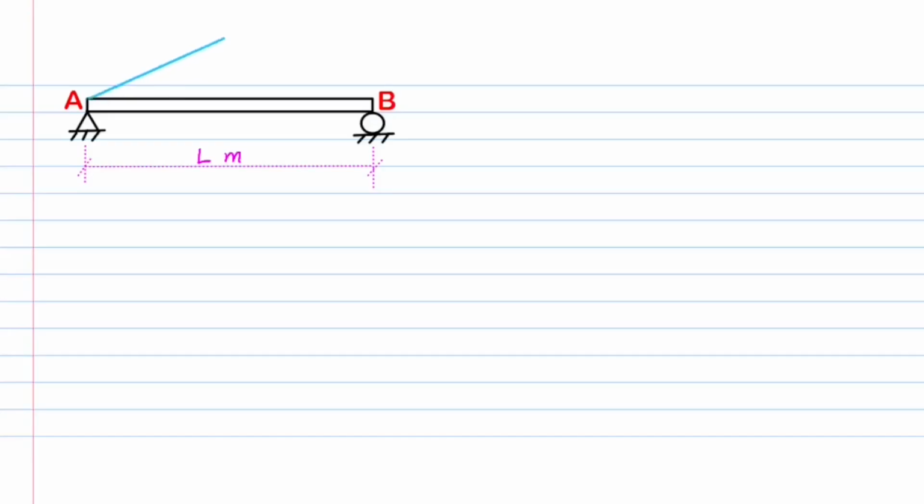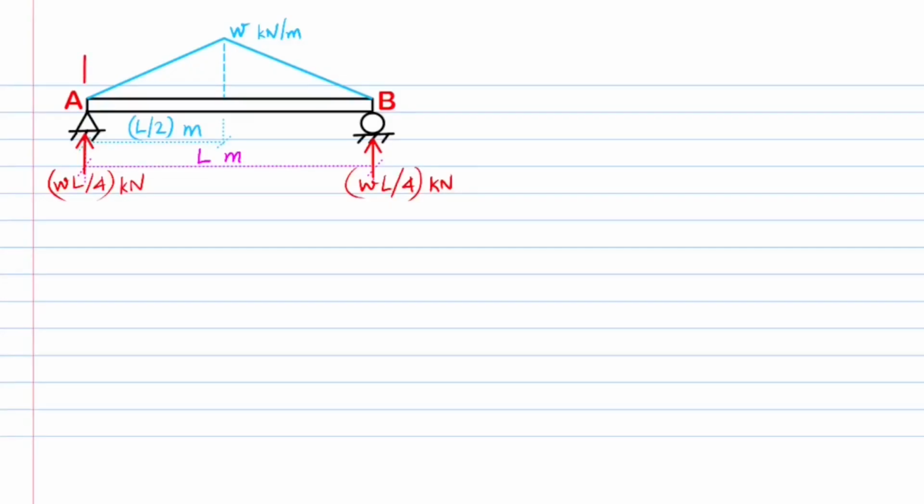Let's denote a triangular and symmetric uniformly varying load of ordinate 0 kN per meter at the ends and ordinate W kN per meter at the center of the beam. Without going for the static equilibrium equations, it is easy to understand that the reactions at A and B are half the total loading value based on symmetry of loading over the beam, that is, each of value W times L over 4 kilonewtons.